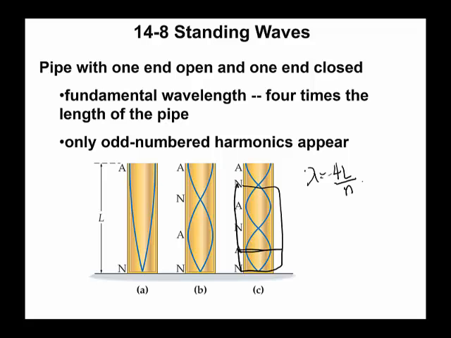So for pipes that are open on both ends, or for strings, it was 2L divided by the harmonic. If it is one end open, one end closed, then I'm going to do 4L divided by the harmonic.